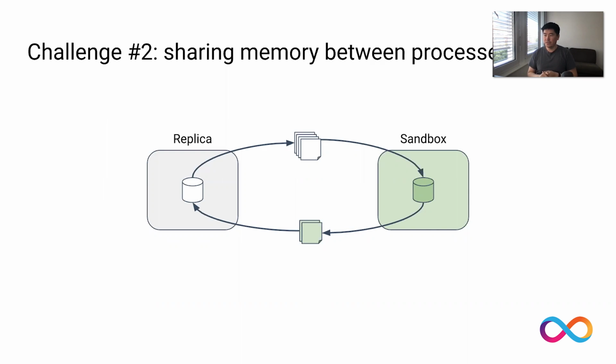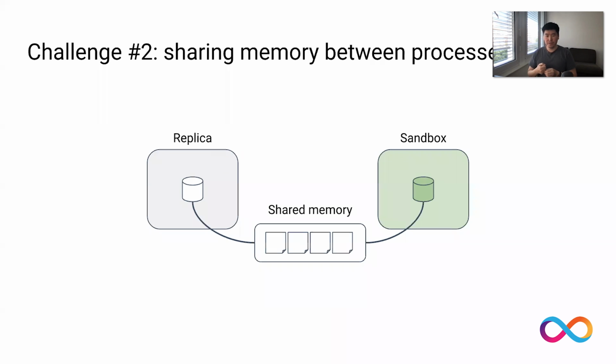It is suboptimal in the sense that there are many pages being copied back and forth. What we want to do instead is to implement shared memory so that both the replica and sandbox process can access memory directly and thus avoid copying a lot of data.